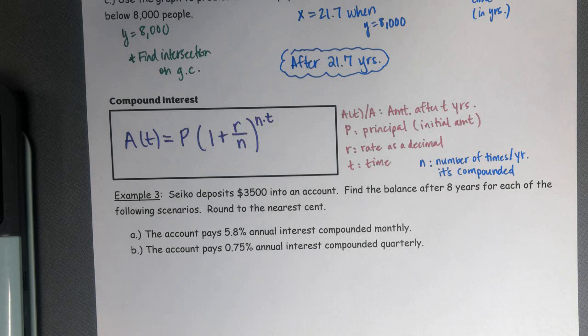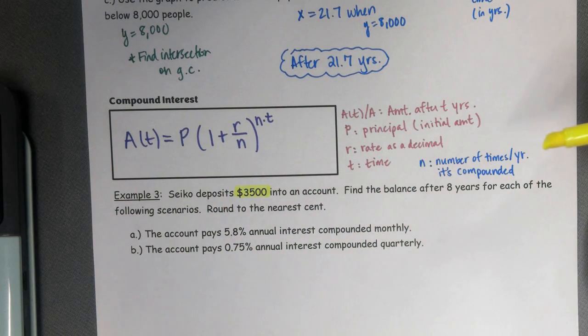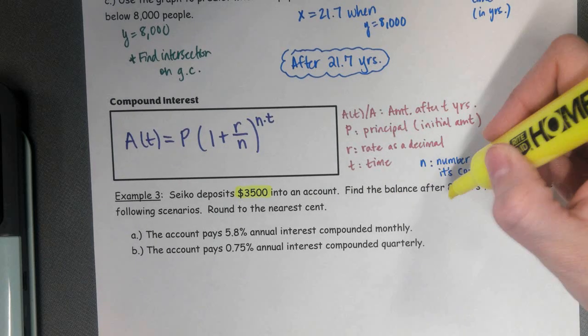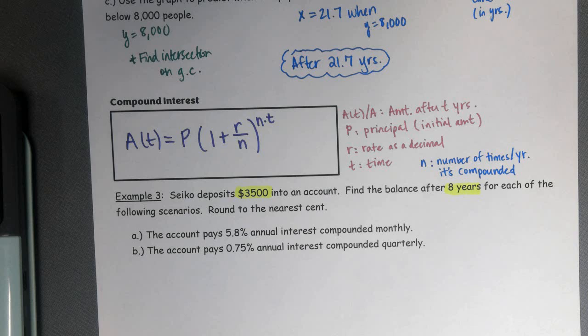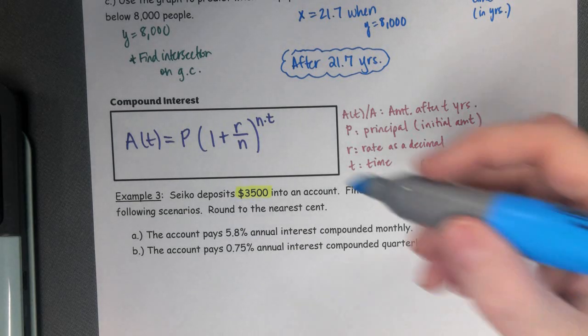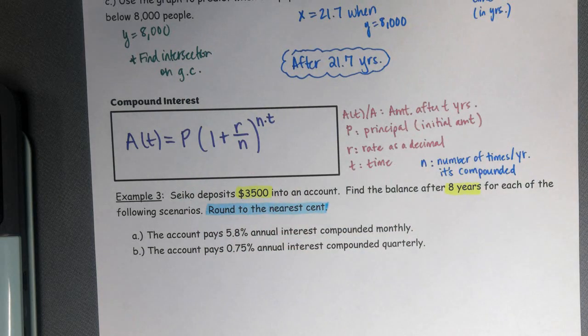Okay, so Seiko deposits $3,500 into an account, and then we have to find the balance after 8 years for each of these scenarios. And it says to round to the nearest cent. Really, that should be what you always do with money. Okay, so you're always rounding to the nearest cent, which is the nearest hundredths place.